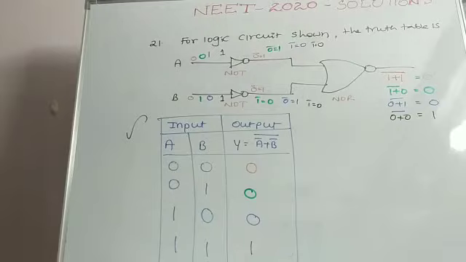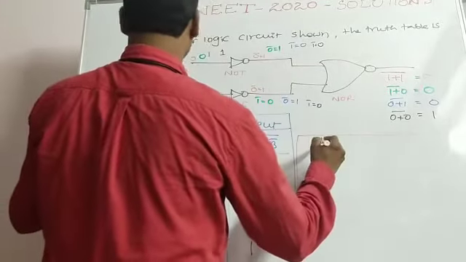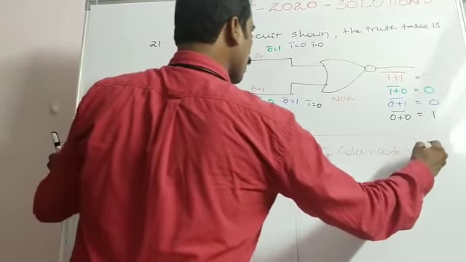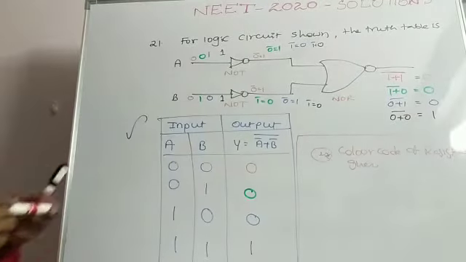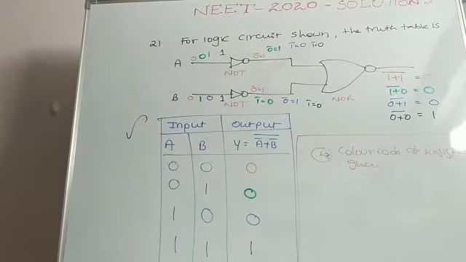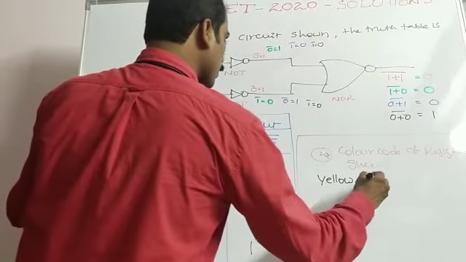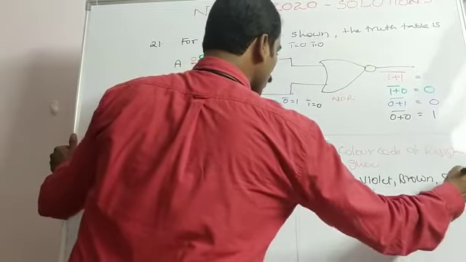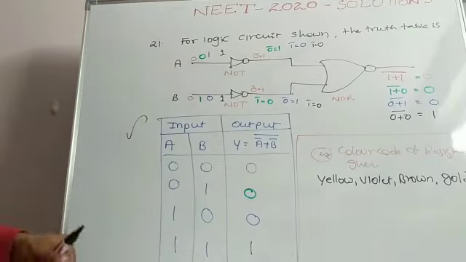The color code of a resistance is given below. Question number 22. The color code of a resistance is given. Here we are provided with the colors yellow, violet, brown, gold. Gold indicates the percentage tolerance.